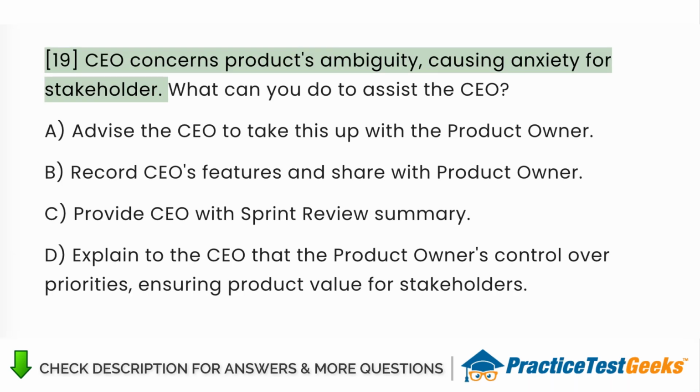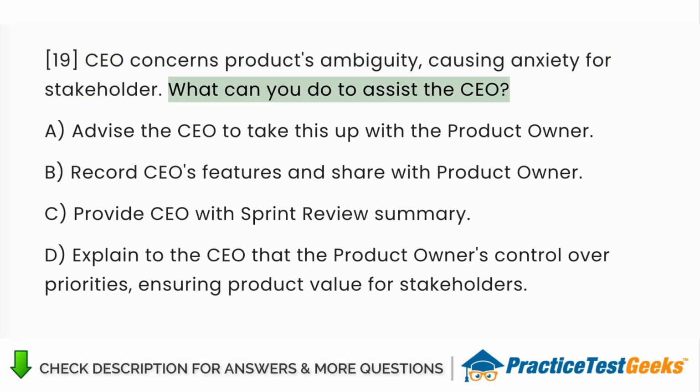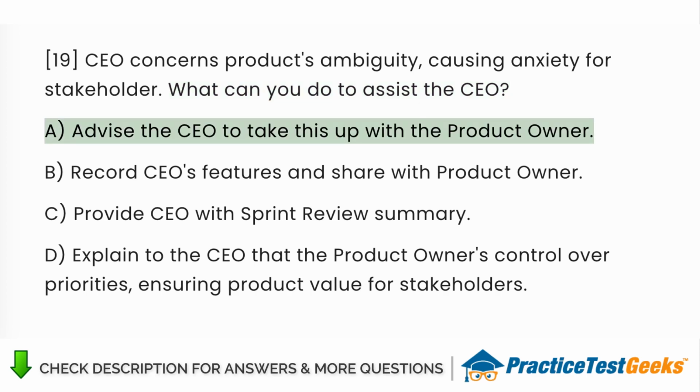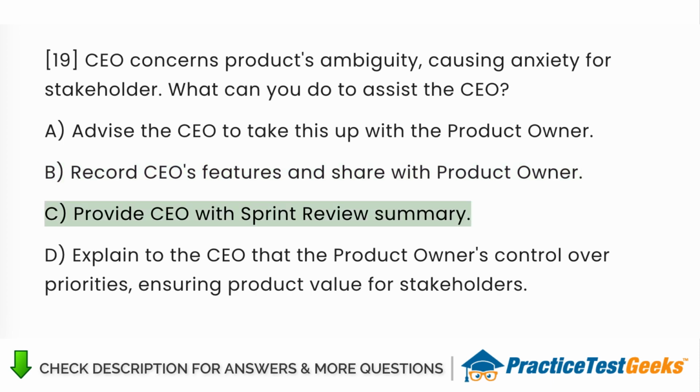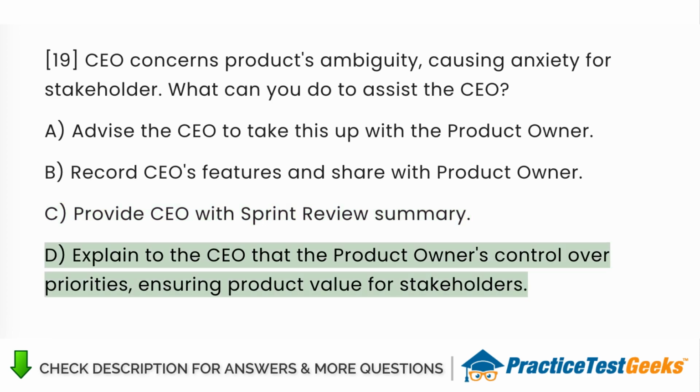The CEO has concerns about the product's ambiguity, causing anxiety for the stakeholder. What can you do to assist the CEO? A. Advise the CEO to take this up with the product owner. B. Record the CEO's features and share with the product owner. C. Provide the CEO with a sprint review summary. D. Explain to the CEO the product owner's control over priorities, ensuring product value for stakeholders.